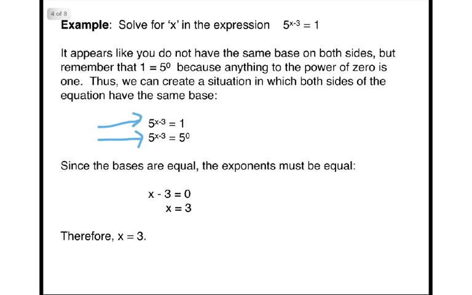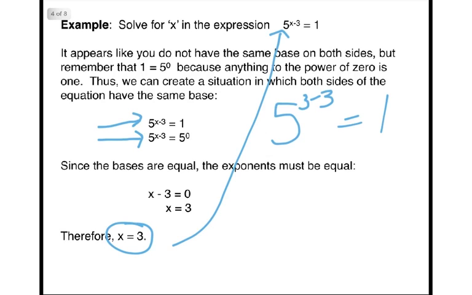Now, since the bases are equal, the exponents must be equal. So x minus 3 must equal 0. In other words, x equals 3. If you plug 3 back into the original expression, you'll see a true statement. For instance, 5 to the 3 minus 3, which is really 5 to the 0, does in fact equal 1. So it's true.